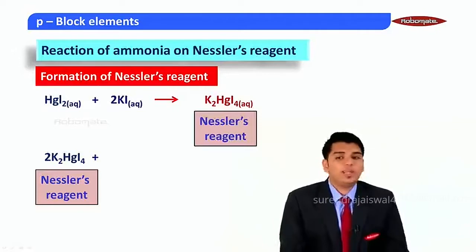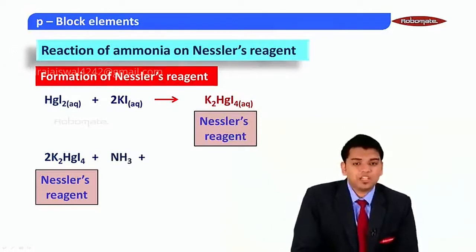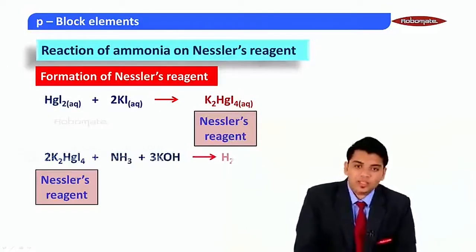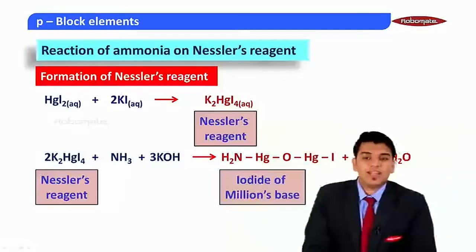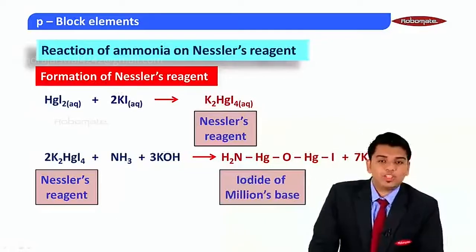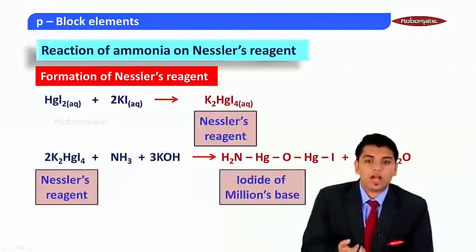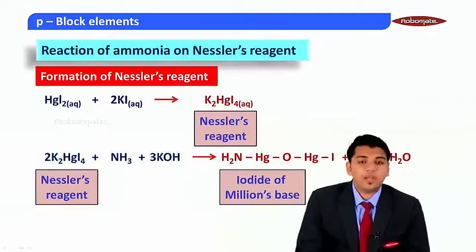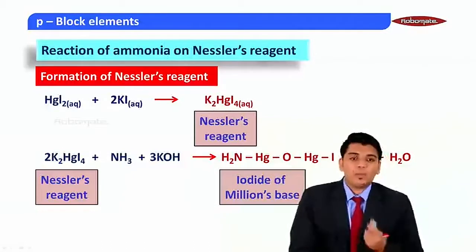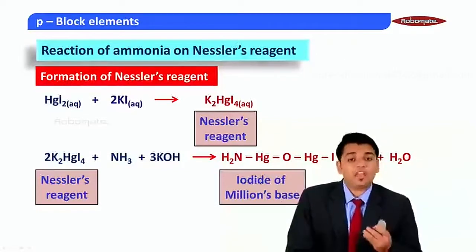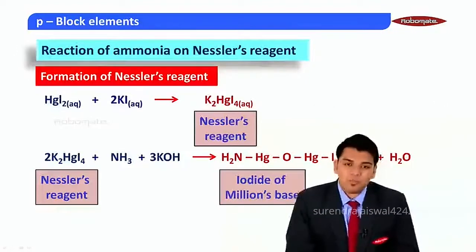So what we do is we take ammonia along with Nessler's reagent and treat it under basic conditions, that is we add KOH. This results in the formation of something called the iodide of Millon's base, that is NH2HgO-HgI along with KI and H2O. This is very important, the iodide of Millon's base. This iodide of Millon's base has a specific brown color. So as soon as we get a brown color or a brown precipitate when we add Nessler's reagent to a substance, that substance for sure contains ammonium ions.